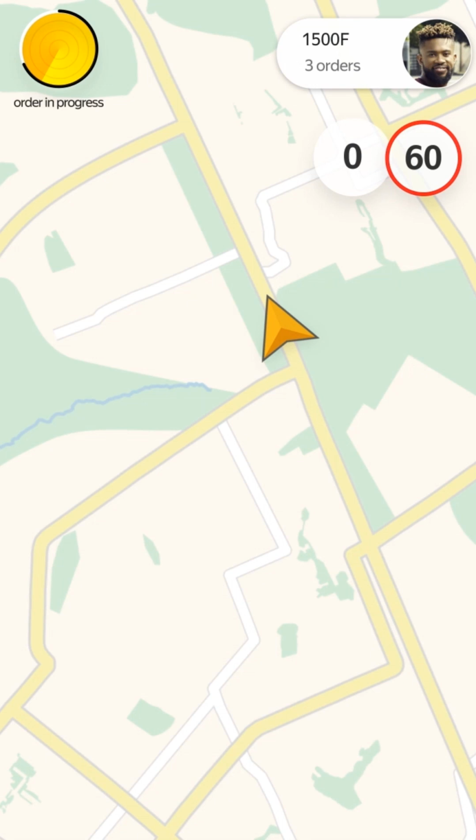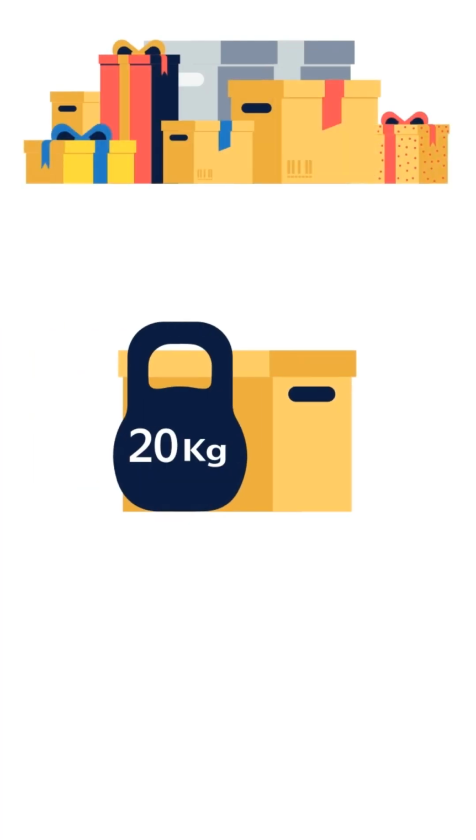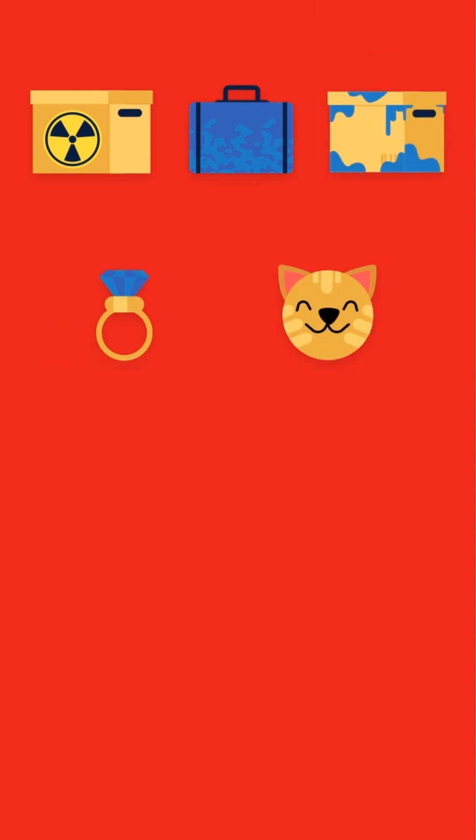Now you're almost done. Delivery item information. All items will weigh less than 20 kilograms. Items that require special transportation conditions or items that dirty their surroundings can't be sent. Money and jewelry, plants, animals, weapons, drugs, and any other illegal items are also prohibited.